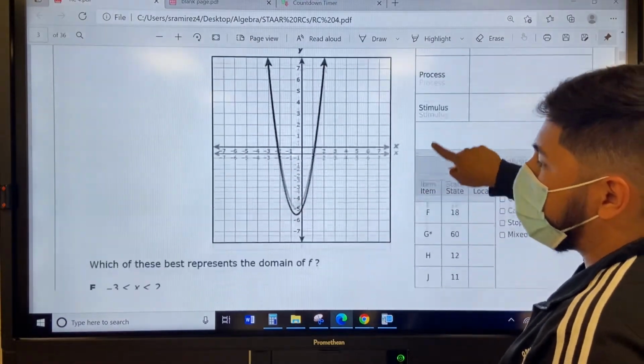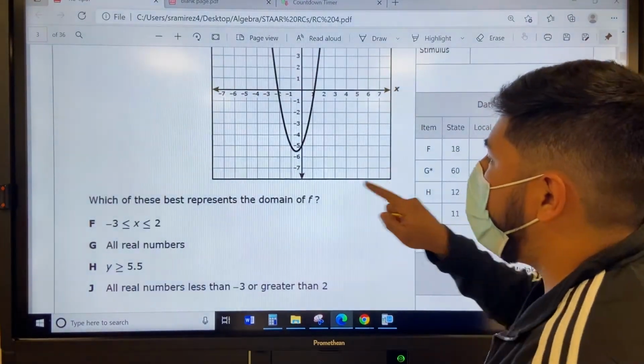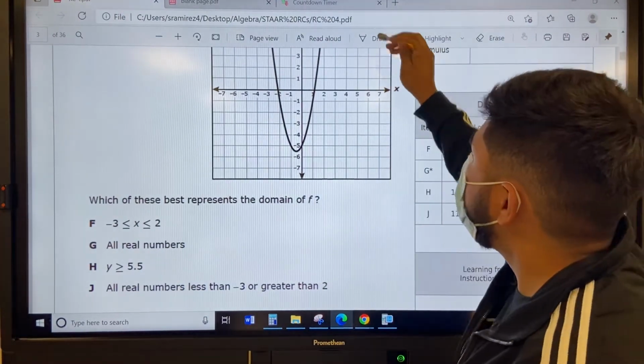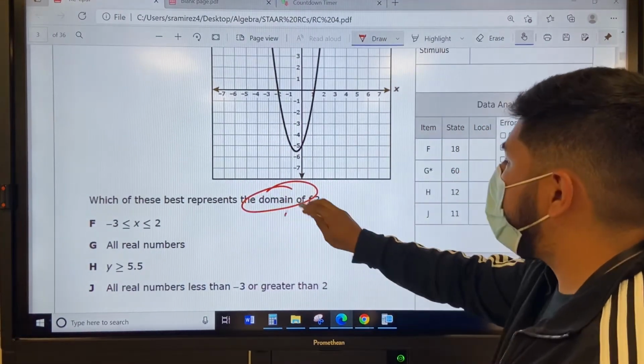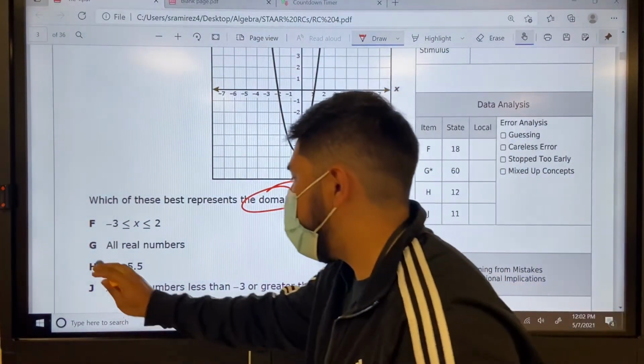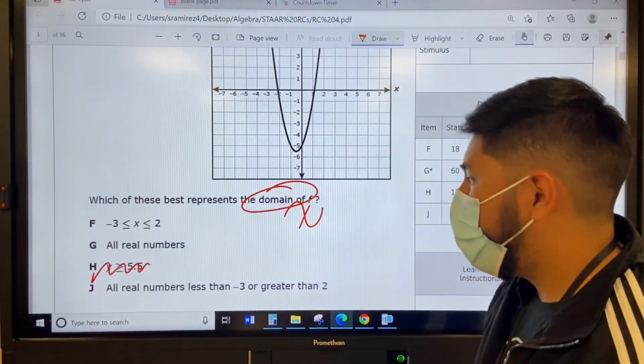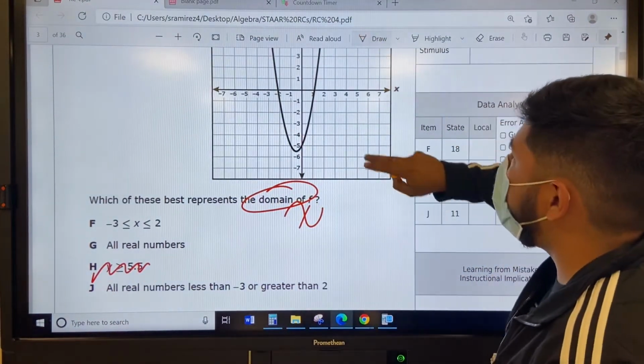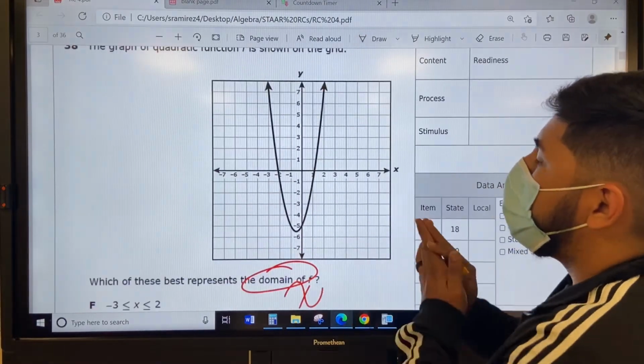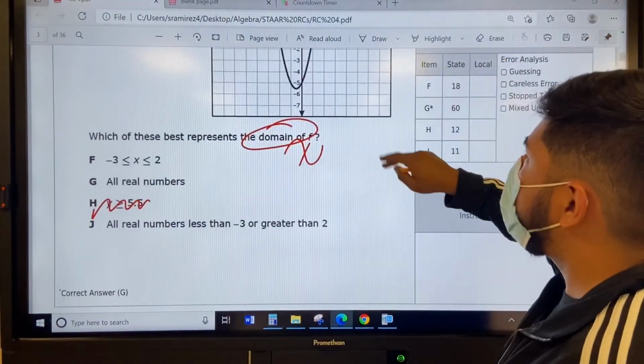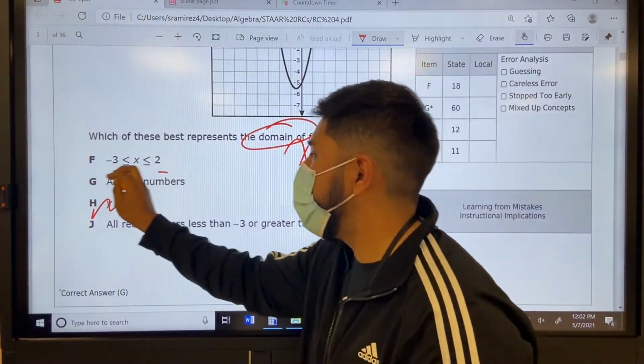Okay, 2018, all right, we're still good. What represents the domain? We just talked about the domain. X, I can easily cancel out this, and that's it. So we've got 3 answers left. Remember, 2 arrows, domain, just talked about it, all real numbers.